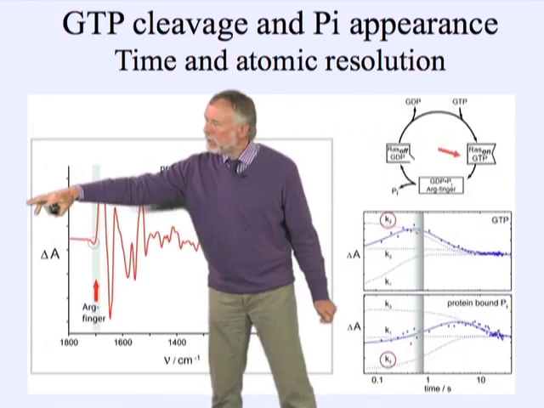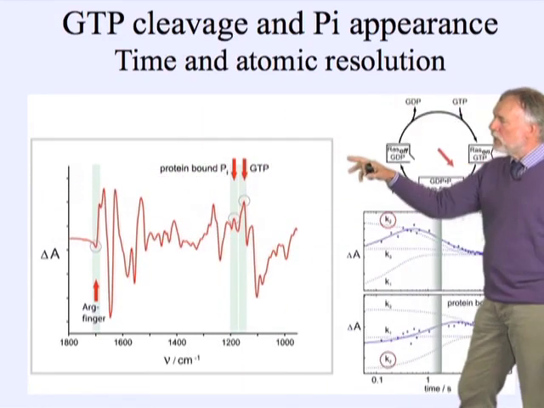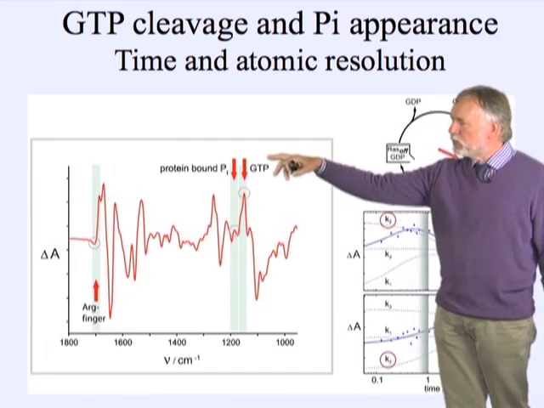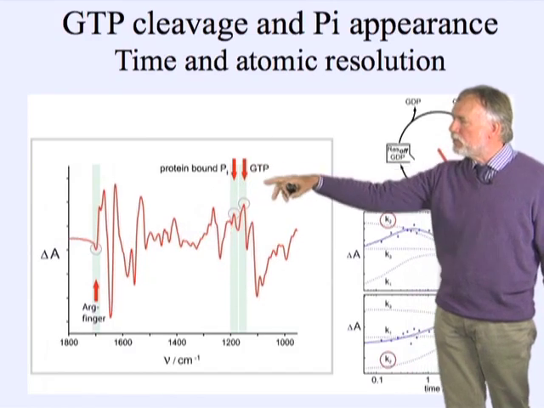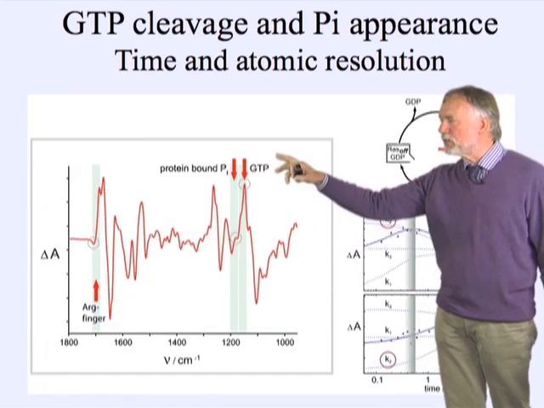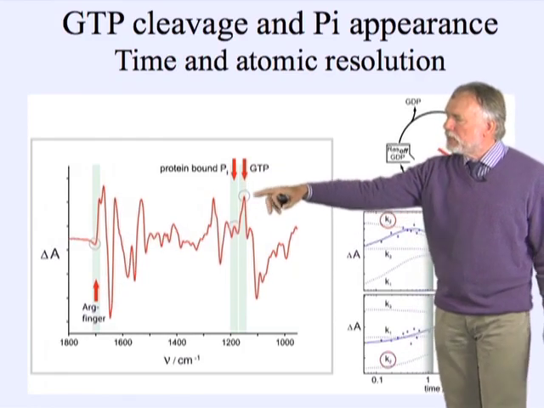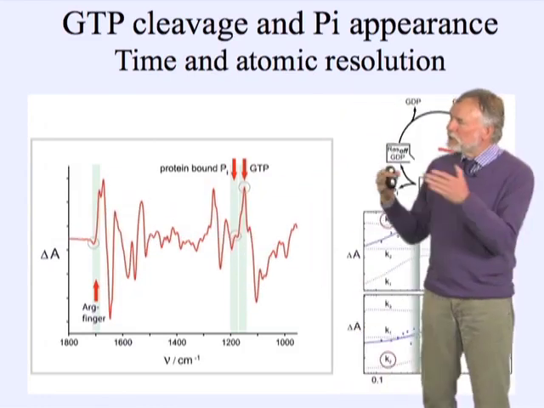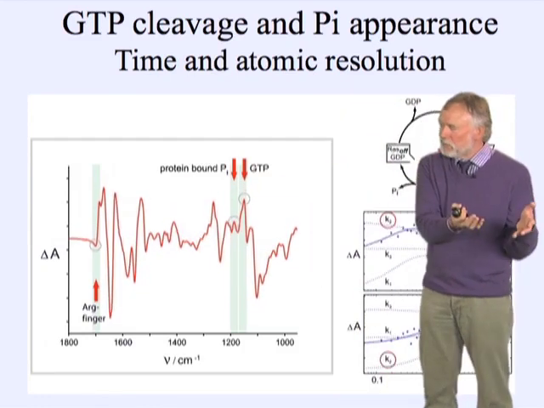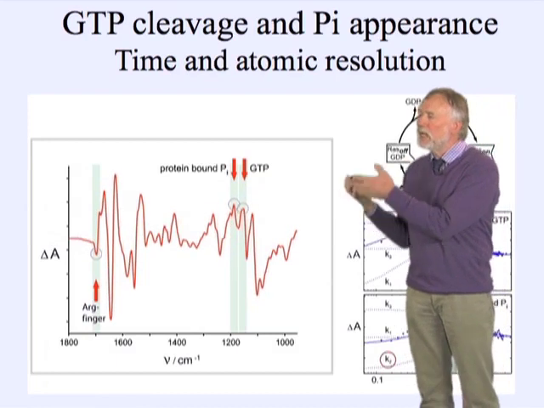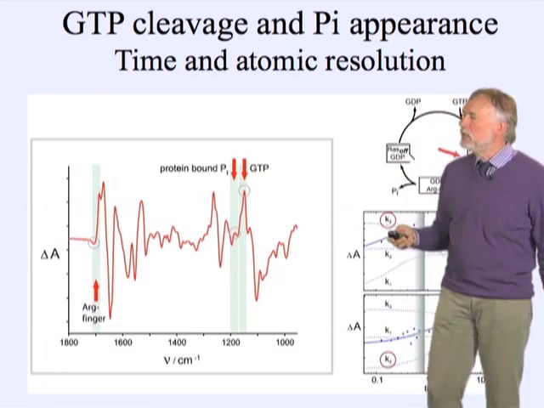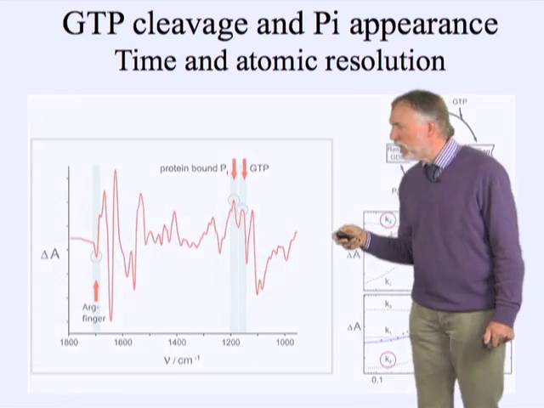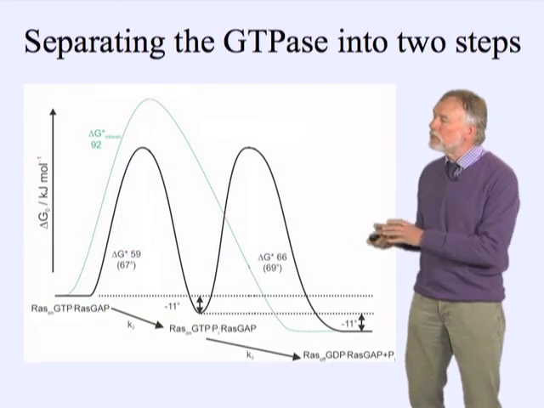So you see the scheme here, Ras, when it's in the on state, goes to the Pi state, and you see there is a protein-bound Pi that comes up, and the Pi band goes down in the course of the reaction. So this is repeated a number of times, and you also see that there is an arginine finger that is coming in and out of the reaction chamber. So we can follow not just protein bands, we can follow the phosphate bands at atomic resolution on a millisecond time scale.